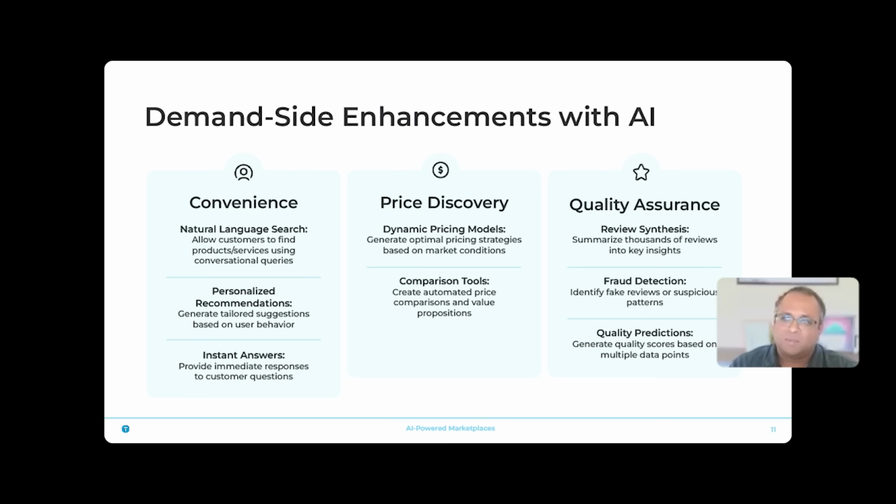We have talked about this before, so I'm going to go a little bit faster here. Price comparison tool for price discovery. On the convenience side, natural language search, personalized recommendation, instant answers. And then the most important thing is quality assurance. Don't ever forget that, because at the end of the day, if the quality of your services through your marketplace is not up to par, people have very little empathy for marketplaces that cannot offer consistent quality.